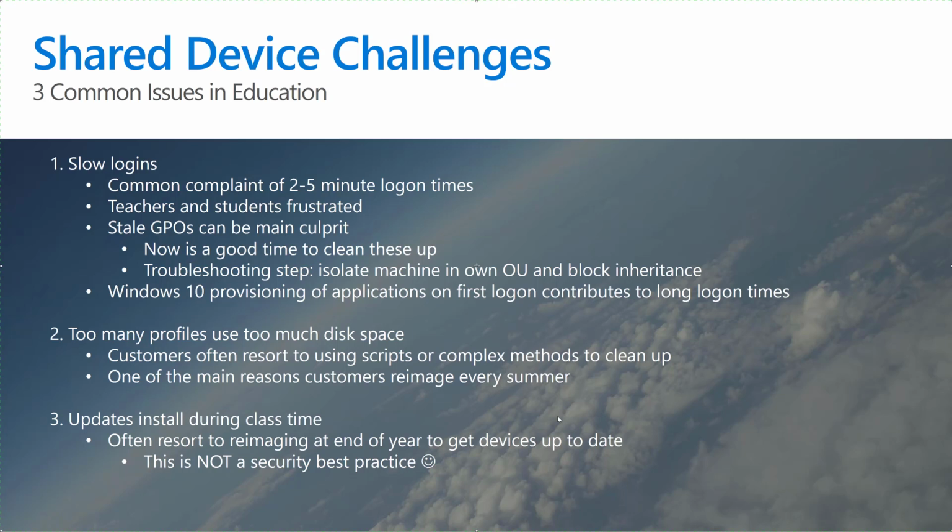What we're finding is that stale GPOs can usually be the main culprit, and these GPOs could have been around since Windows 2000 or even Windows XP. Now is a good time to clean those up if you're making your migration over to Windows 10. And troubleshooting is relatively easy. Take a machine and isolate it into its own organizational unit, and then on that OU, block any inheritance from any additional group policies. By doing this, you can rule out any group policies and see if the performance improves during the logon of the device.